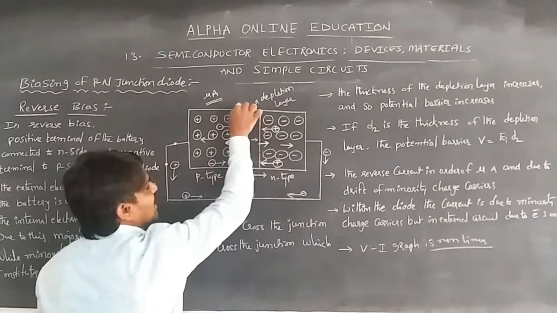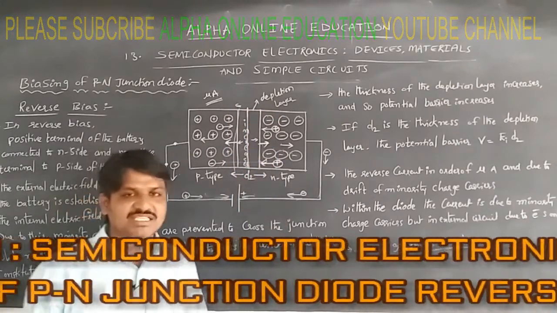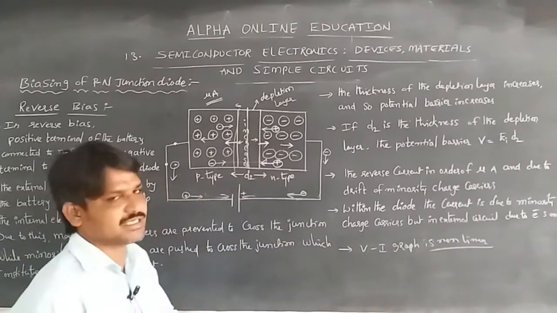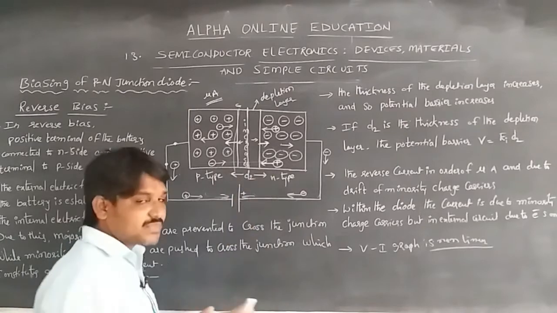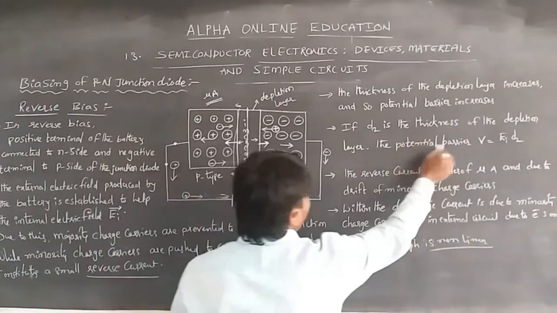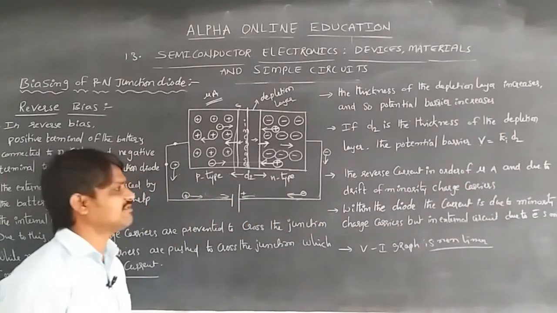So the depletion layer width, meaning the thickness of the depletion layer, increases. So the potential barrier also increases. If d is the thickness of the depletion layer, then the potential barrier will be V is equal to E_i times d, where E_i is the internal electric field.